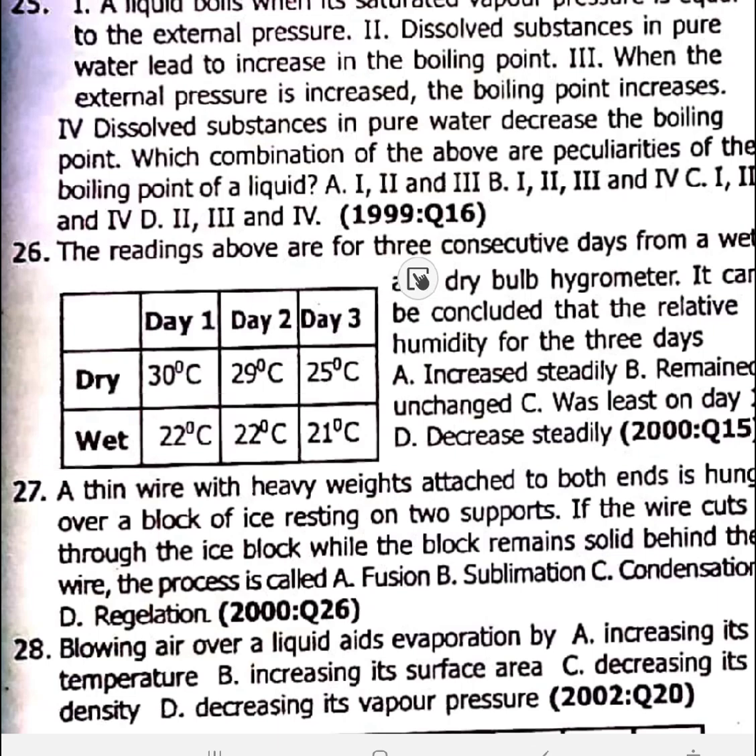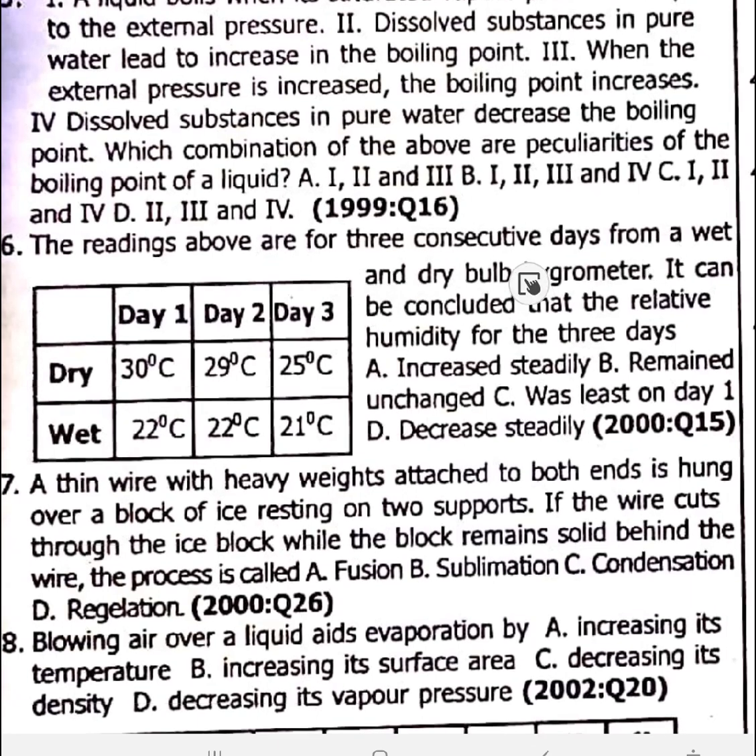26. The readings above are for 3 consecutive days from a wet and dry bulb hygrometer. Don't forget, a hygrometer measures relative humidity, while a hydrometer measures relative density. It can be concluded that the relative humidity for the 3 days did what? From 30 to 22, then it goes down.